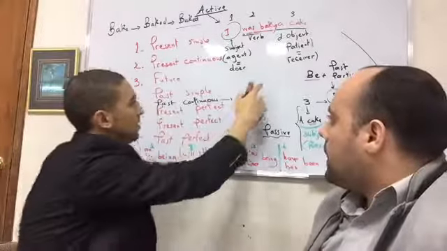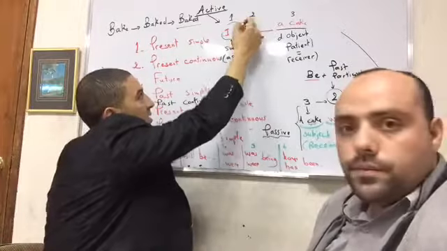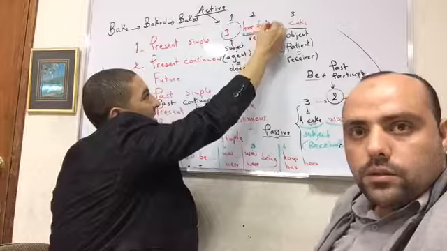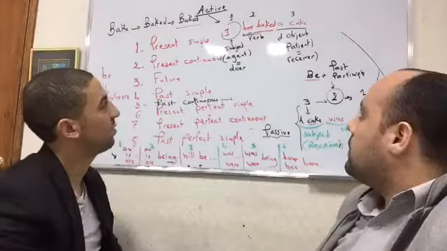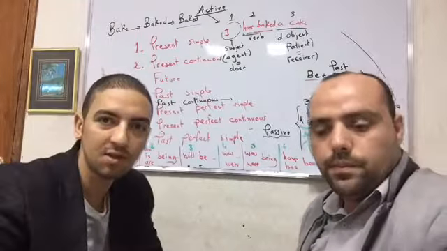So here, for example, I have baked a cake. What is it going to be in the passive? It's the same, you just reverse the sentence.